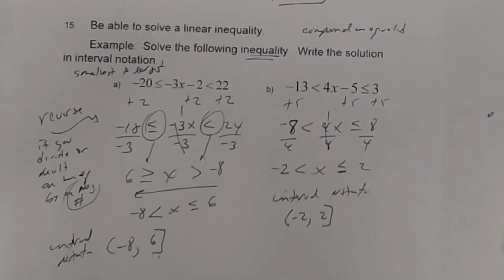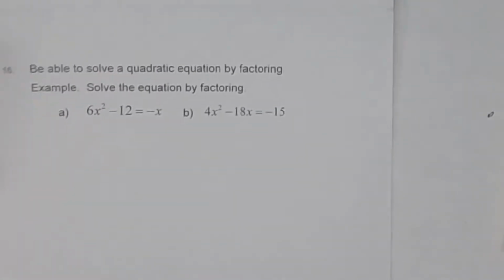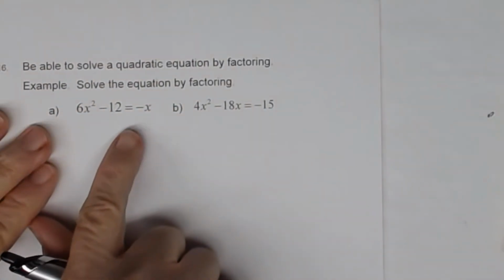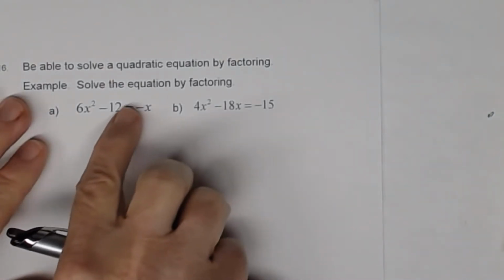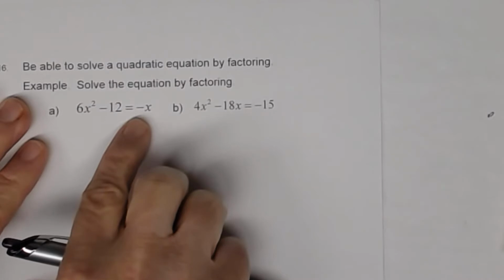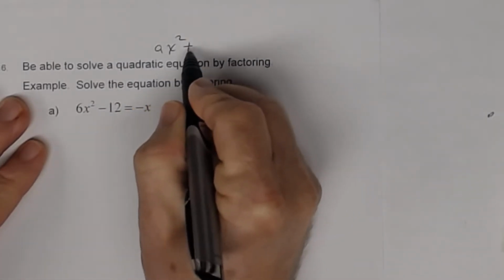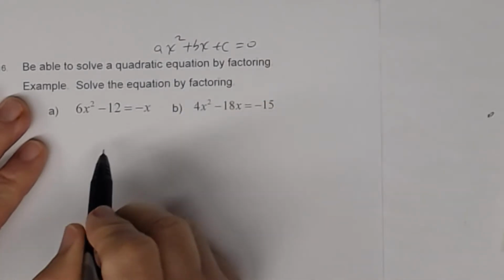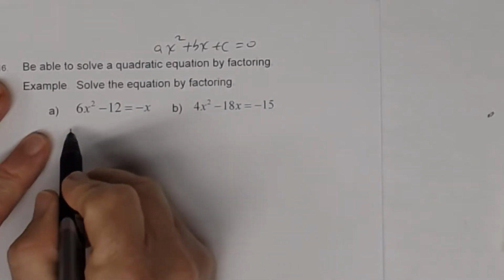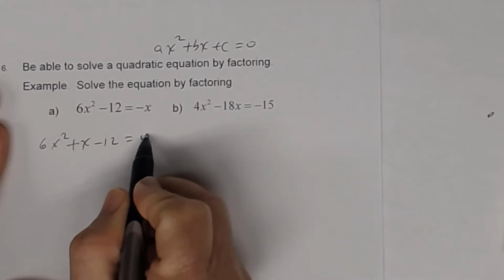Okay, number 16. You need to be able to solve a quadratic equation by factoring. So first of all, keep in mind that if you're going to solve a quadratic equation by factoring, you have to make sure you have 0 on the other side. So we have to put this in standard form. It's got to look like ax squared plus bx plus c equals 0, in descending order. So when I bring the negative x over, I get 6x squared plus x minus 12 equals 0.